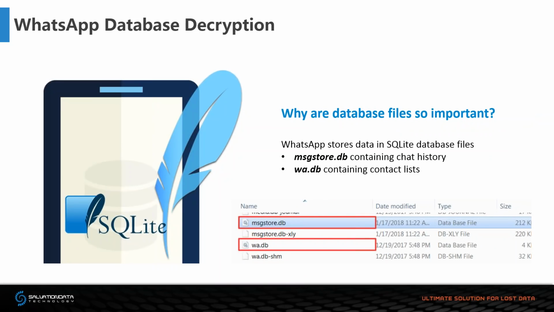As with many other smartphone applications, WhatsApp stores data in SQLite database files. For law enforcement purposes, there are two most important database files of WhatsApp. The first one is msgstore.db. It is the database file that saves all the data and information related to the user's conversations and chat history. And another one is wa.db, which is the database file that saves the user's contacts and friends.